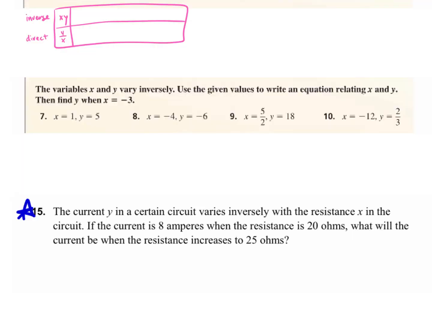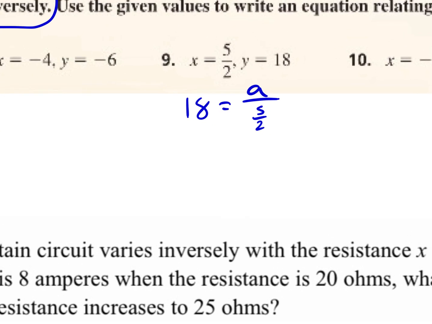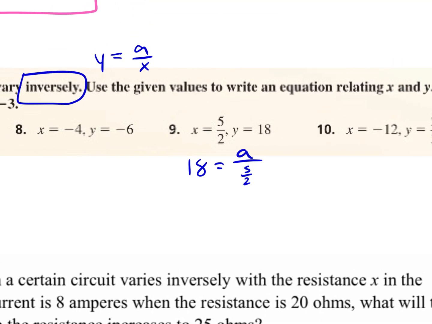Let's do 9. So the variables x and y vary inversely. Use the given values to write an equation relating x and y. Then find y when x is -3. So if they vary inversely, which formula are we using? Y equals a over x. So I'm going to plug in 18 into y and 5 over 2 into x. So 18 is equal to a over 5 over 2. So I just plugged it into the formula here.